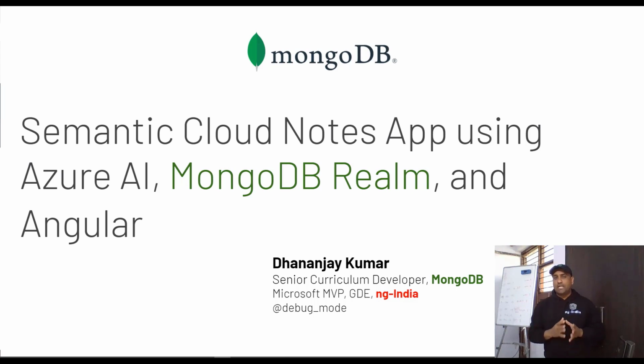As you see from the title of my talk, we are going to create a notes app, and we are calling it Semantic Cloud Notes App. Semantic means we would put some emotional analysis on the notes using Azure Cognitive Services text analysis. Cloud means we are going to store it on MongoDB Atlas, which is MongoDB in the cloud. And it's an app which we are going to create using Angular.